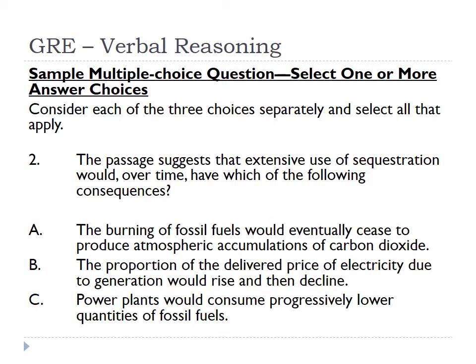The next type of question, to add another layer to this fun, is select one or more answer choices. Consider each of the three choices separately and select all that apply. The passage suggests that extensive use of sequestration would over time have which of the following consequences?